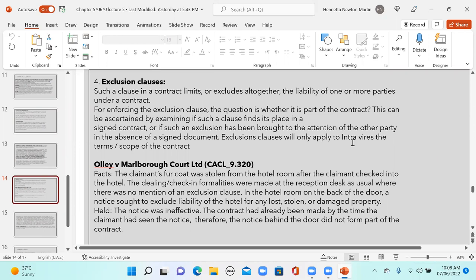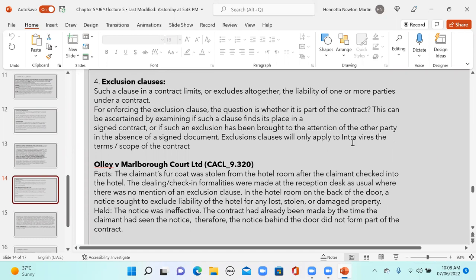The hotel came up with a defense saying that, no, this is not my liability. There is an exclusion clause here where they said that if you go and check inside the room behind the door, there is a notice saying that we are not held liable for any loss of your goods or theft of your goods. So now the matter went up before the court. The court said that such a notice was ineffective.